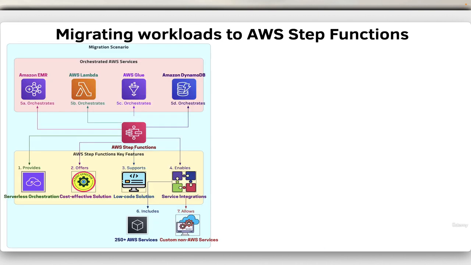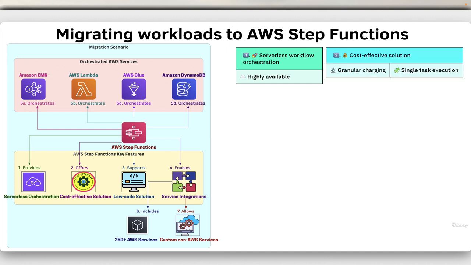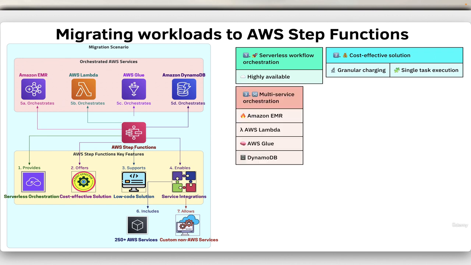Let's see what are the scenarios where we can migrate to Step Functions. First one, if you are looking for a serverless, highly available workflow orchestration service. Second, you are looking for a cost-effective solution that charges at a granularity of a single task execution. Third, your workloads are orchestrating tasks for multiple other services such as Amazon EMR, Lambda, AWS Glue, or DynamoDB.